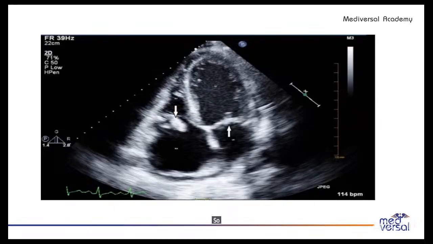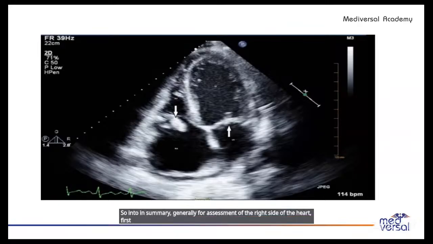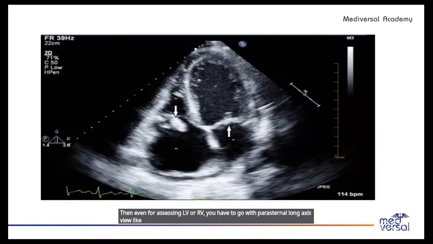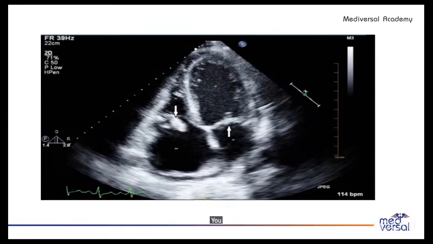So, in summary, for assessment of the right side of the heart, while doing any 2D echo, first we go with the parasternal long axis view. Even for assessing the LV or RV, you go with parasternal long axis view, then parasternal short axis view, then apical 4 chamber view, then apical 5 chamber view, then subcostal view. You have to go in a systematic manner.